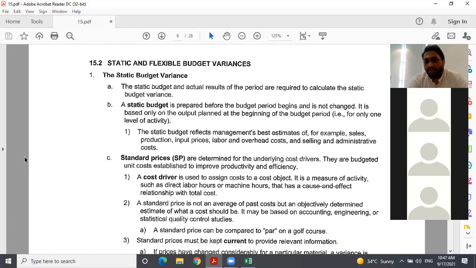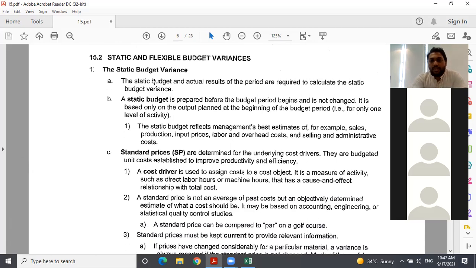Static and flexible budget variance. To calculate the static budget variance, the static budget and actual results of the period are required. The static budget is prepared before the budget period begins and is not changed. That's why we call it a static budget or master budget.